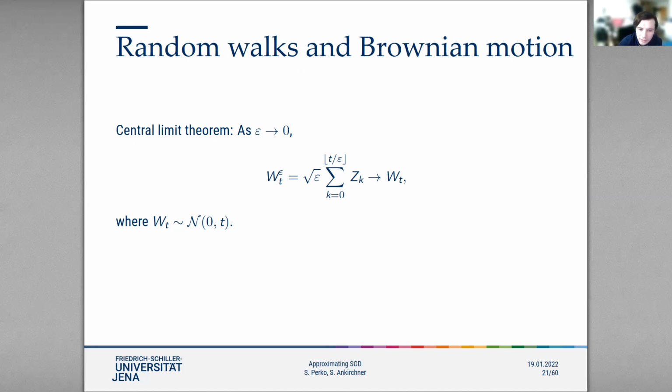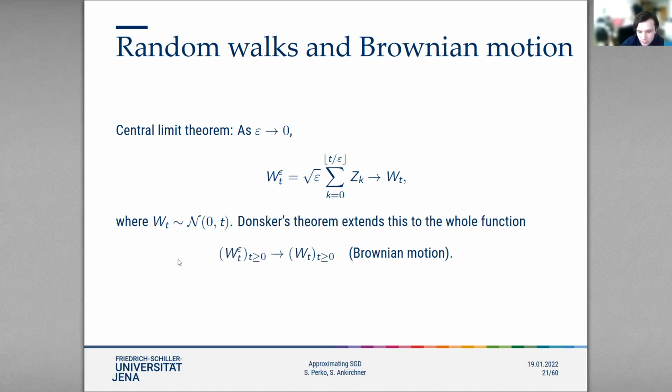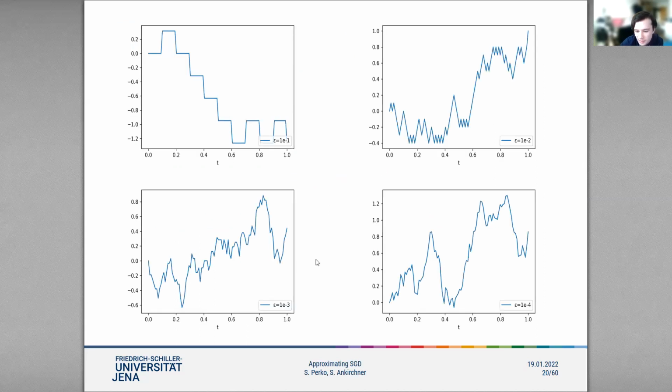But we can also describe the structure between different time points, for example, the covariance. Donsker's theorem extends this convergence to the entire function, and W epsilon converges to something called Brownian motion as epsilon goes to 0. Without giving you a definition of Brownian motion, if you just think about this bottom right picture, this is how it looks, or this is a single realization, more or less, of Brownian motion.